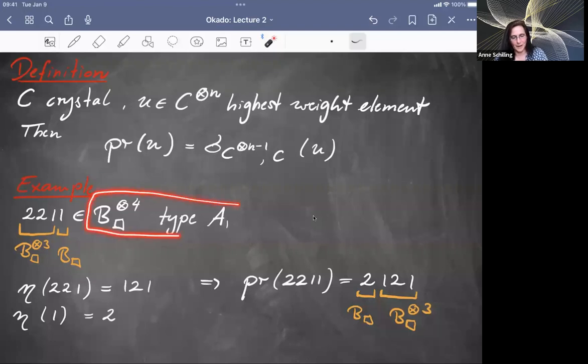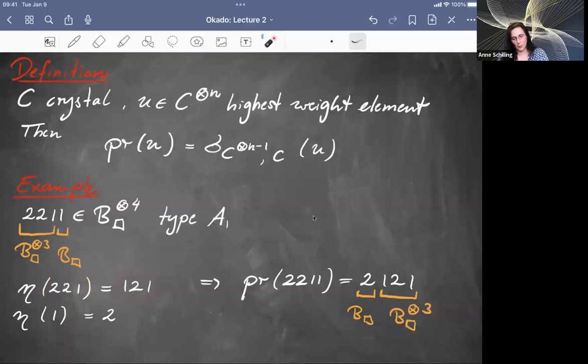Here we are looking at the four-fold tensor product of the vector representation of type A1. Here's a particular highest weight element of weight 0, one that we have seen before: 2, 2, 1, 1. To act with the crystal commutor, or to act with promotion, we split off this element, and then we act with eta on this and also eta on the 1. Eta on 1 is just 2, because we are mapping a highest weight to a lowest weight. And eta of 2, 1 is equal to 1, 1, because again this element is actually lowest weight, and so you're mapping it to the corresponding highest weight.